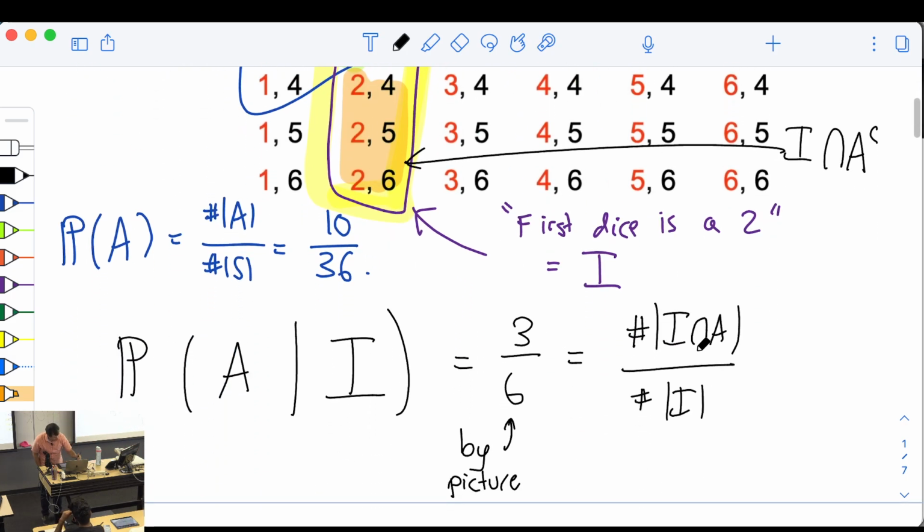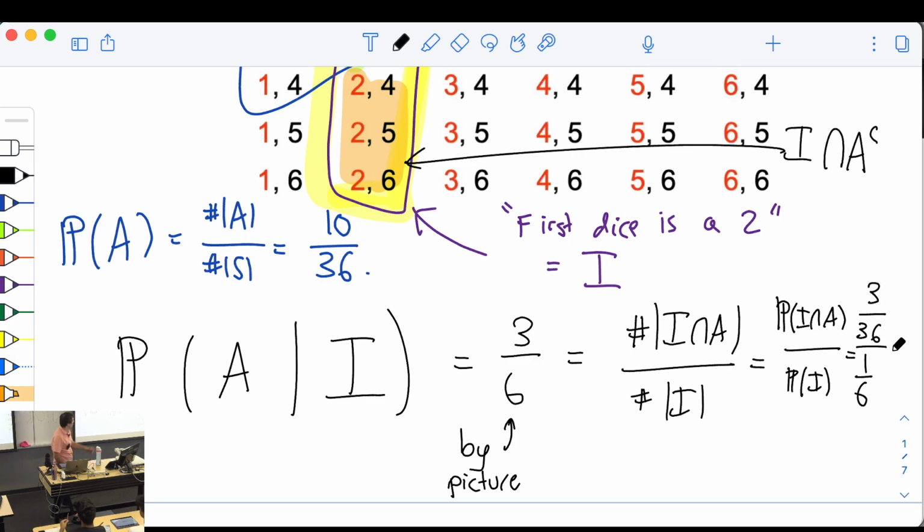Or you could also write 3 out of 6 as the probability of I intersect A divided by the probability of the information I. The probability of the information I is 1/6. Let me squeeze that in over there. And the probability of I intersect A is 3 out of 36.